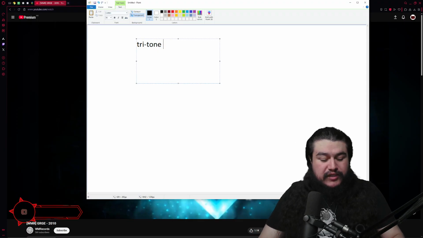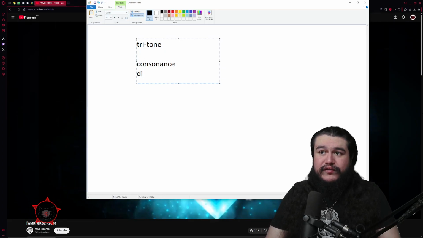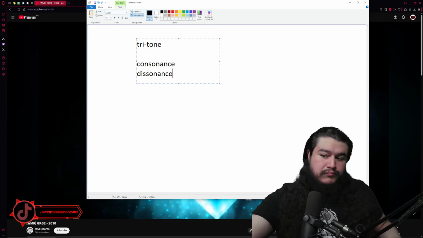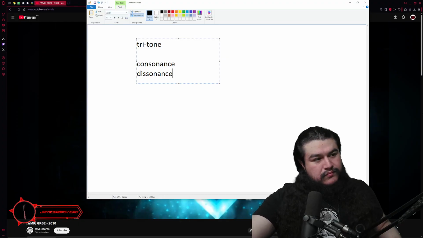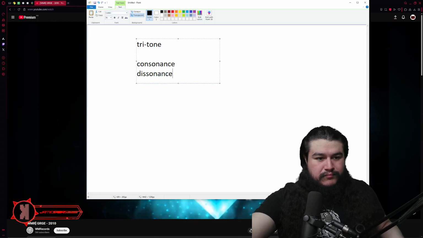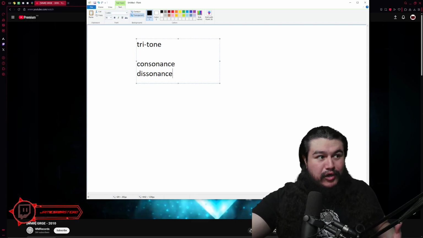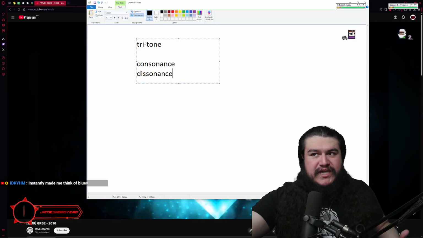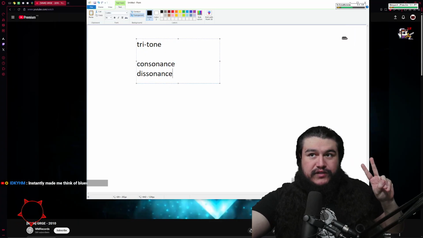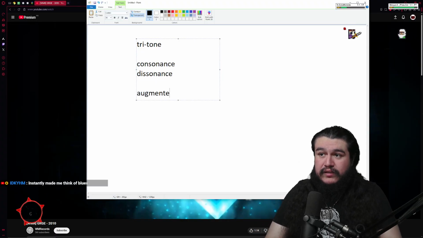The other types of degrees that you're going to have, or the spaces between notes, are going to be either consonance or dissonance. So consonance is going to sound like it belongs together. Dissonance sounds like it doesn't. That kind of thing. Whereas the tritone is simply unstable. It's not quite consonant, it's not quite dissonant, it's just unstable. And it's one of the two types of degrees that we have that is symmetrical. The other one being augmented chords.